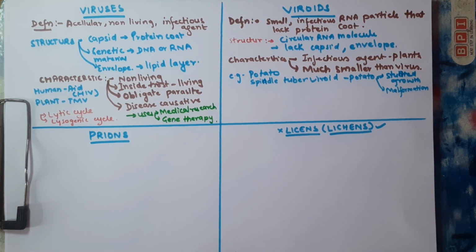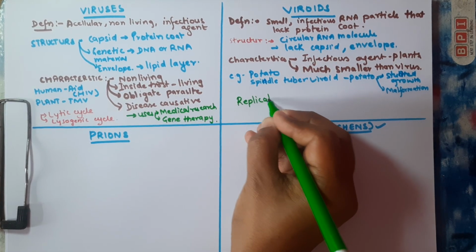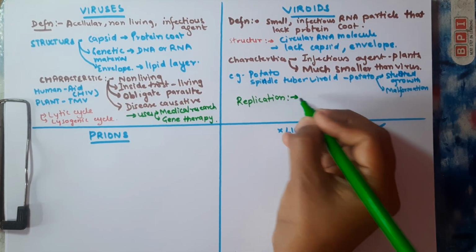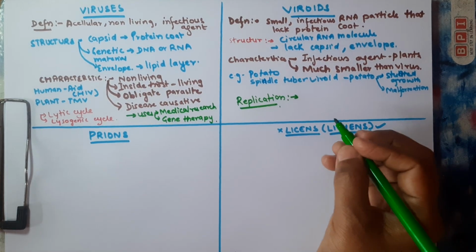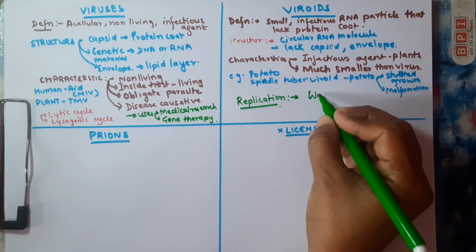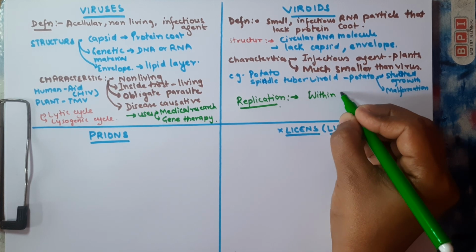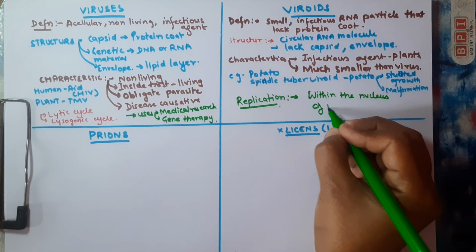If we talk about the replication method, we know, students, that the virus will integrate into the host chromosome for its replication. And the viroid will replicate within the nucleus of the infected cell.